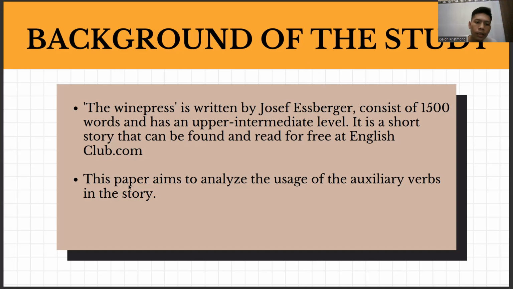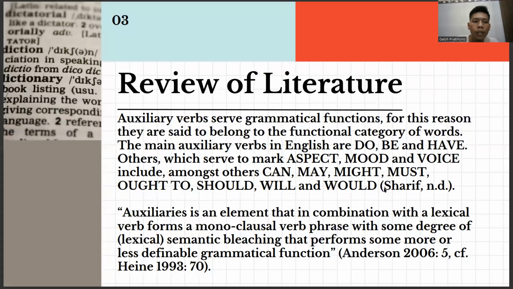As said before, this paper aims to analyze the usage of the auxiliary verbs in the story. Review of literature. Auxiliary verbs serve a grammatical function. For this reason, they are said to belong to the functional category of words. The main auxiliary verbs in English are do, be, and have. The others, which serve to mark aspect, mood, and voice, include, amongst others, can, may, might, must, ought to, should, will, and would.